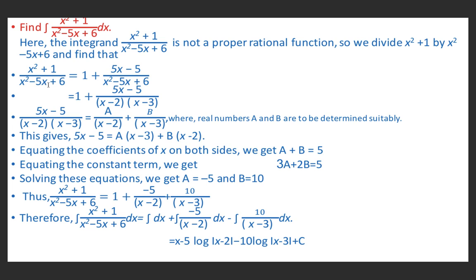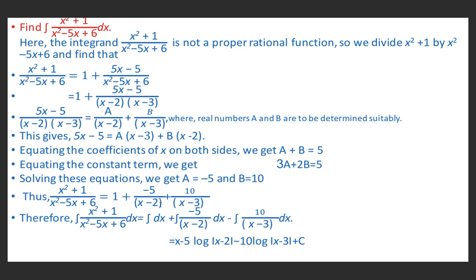So it means you can write (x square plus 1) upon (x square minus 5x plus 6) equal to 1 plus this fraction, and this fraction is equal to a upon (x minus 2) plus b upon (x minus 3). So a here is minus 5 upon (x minus 2), b here is 10 upon (x minus 3). So to find the integration of this function, we will find the integration of this expression, and it is easy to calculate because these are simple rational functions which are proper rational functions.